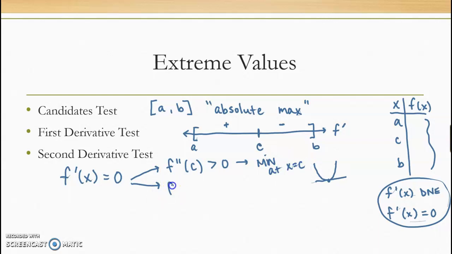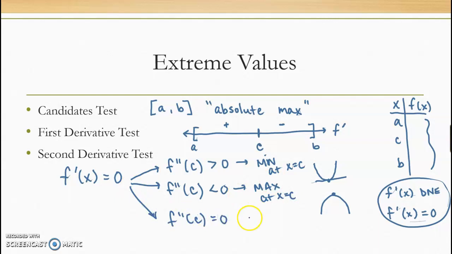And then the other possibility is that the second derivative is negative, so that would mean that you have a concave down function and a horizontal tangent line, so that means that you'd have a maximum at x equals c, your critical point. And then the third possibility is kind of a sad one. It means your second derivative is equal to 0, and that means that you can't use the second derivative test. You have to go back and use either the candidates test or the first derivative test.